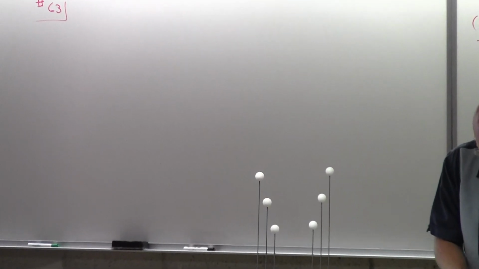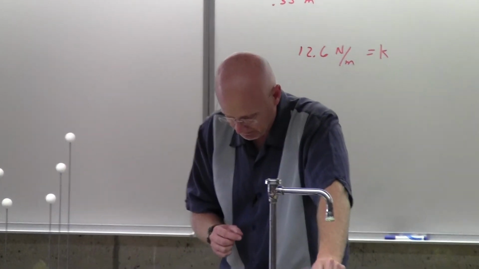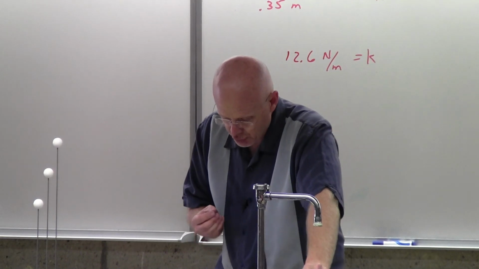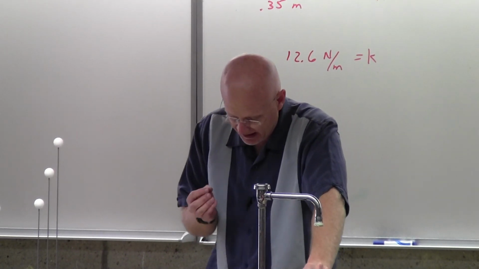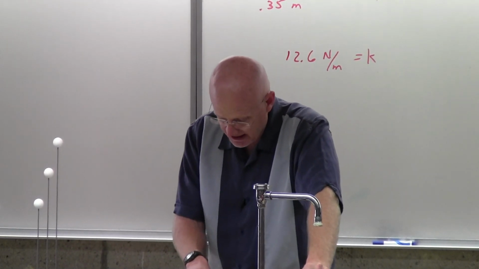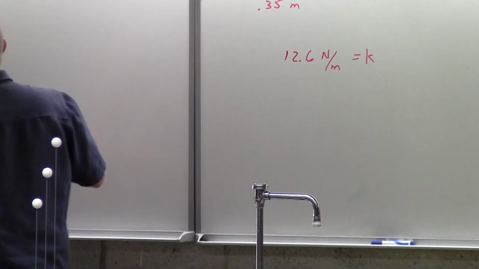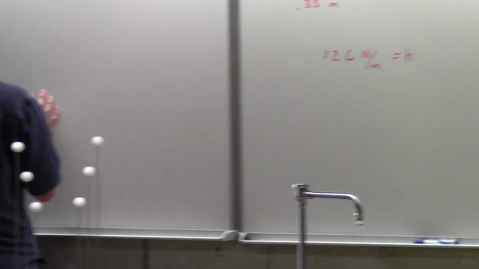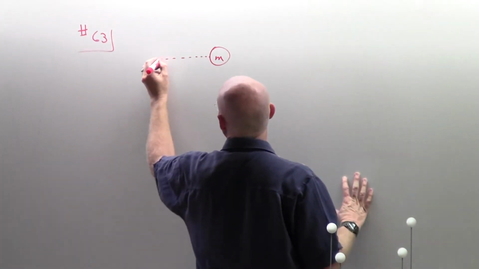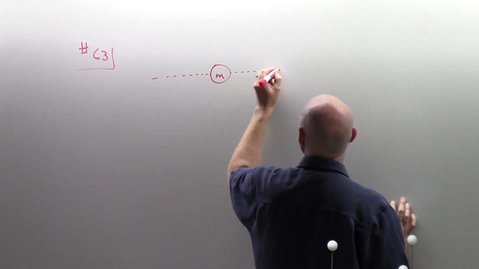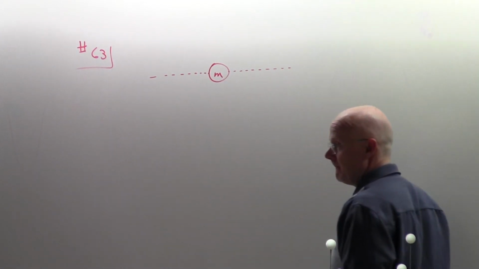Here it says in 63, it says a ball of mass M is connected with 2 rubber bands of length L, each under a tension of T as shown in the figure. So here's the ball mass M, and they take 2 rubber bands under tension here and pull it.